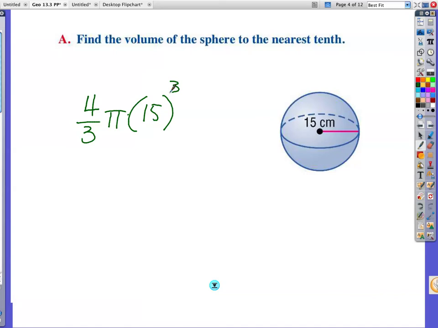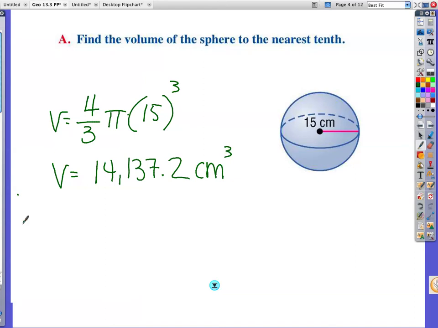Once again, do a test run on your calculator to make sure that this is going to work right, okay? That you are able to do all the math in the correct order. I am getting a volume of 14,137, and this is rounded to the nearest tenth, point 2. Our label will be centimeters cubed. Okay, that should be 4/3 pi r cubed. Okay, next example, example 2.